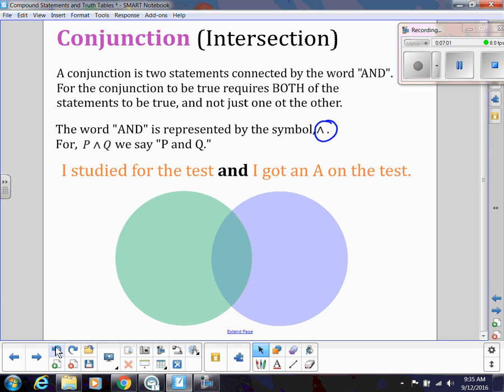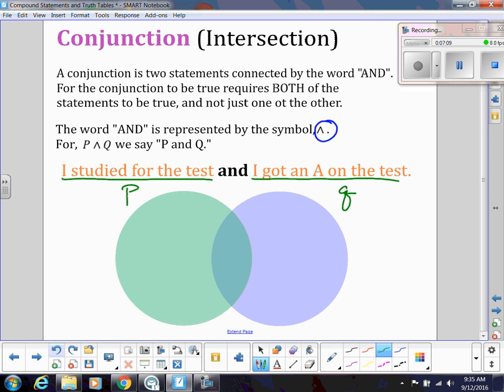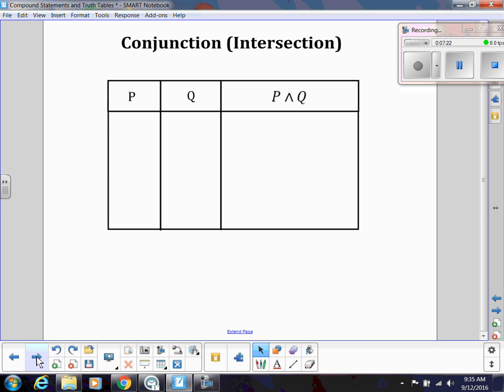All right, so for this one, I'm going to use the same P and Q values. So this is still my P, this is still my Q, but now I'm going to join them with and. I'm using that symbol. So we would say P and Q. So I studied for the test and I got an A on the test. All right, so let's look at the truth values for that. So reminder, setup. The P, the first one, is going to be true, true, false, false. And then for Q, it alternates true, false, true, false.